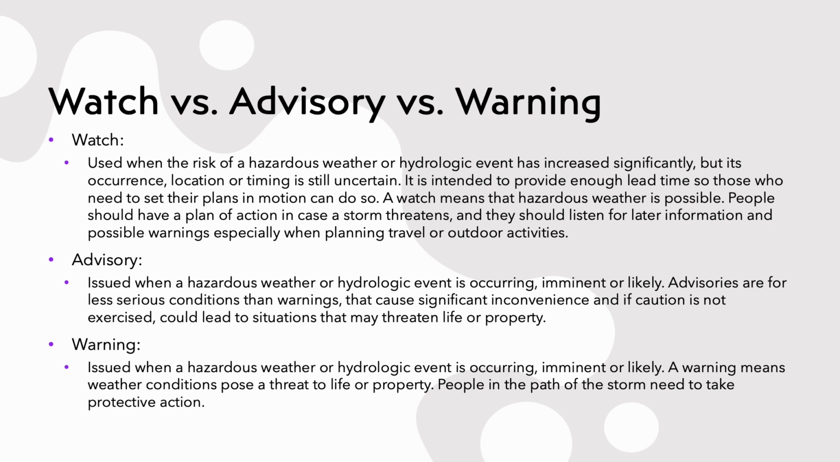An advisory is issued when a hazardous weather event is occurring or likely. Advisories are for less serious conditions, so it's less serious than a warning. It might cause an inconvenience, but it could eventually lead to situations that could threaten life or property. And then a warning is issued when there's an immediate hazardous weather condition. It usually means that the conditions pose a threat to life or property, and people in the path of the storm do need to take action immediately.